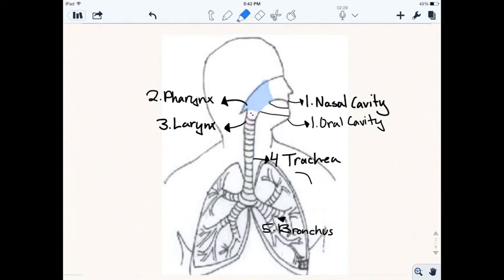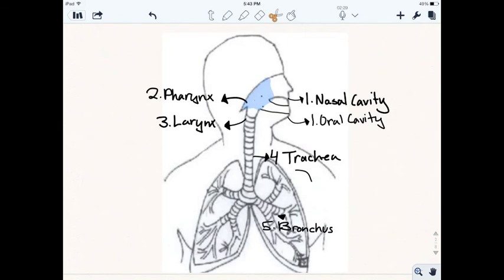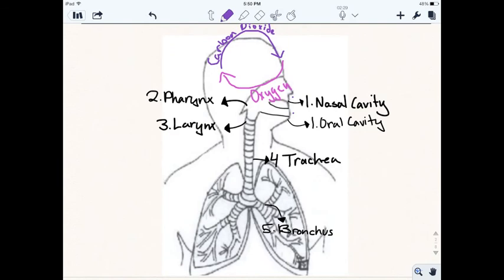From the larynx, the carbon dioxide goes into the pharynx. Finally, the carbon dioxide goes through the oral and nasal cavities to get exhaled and exits the body. This process starts again.